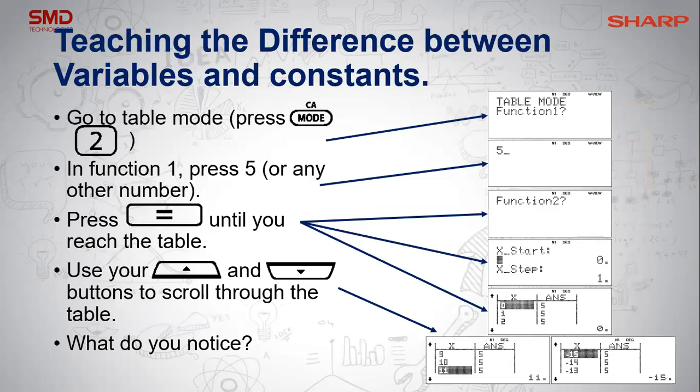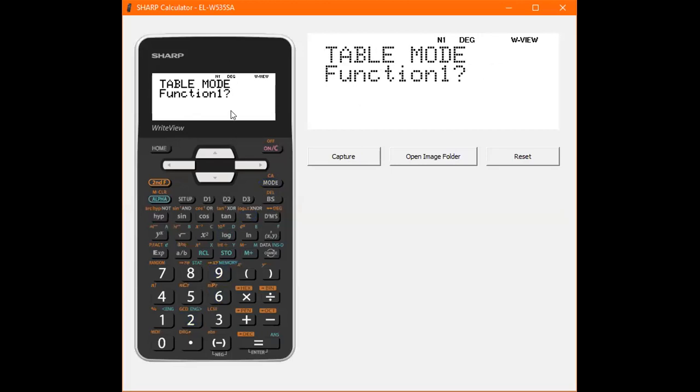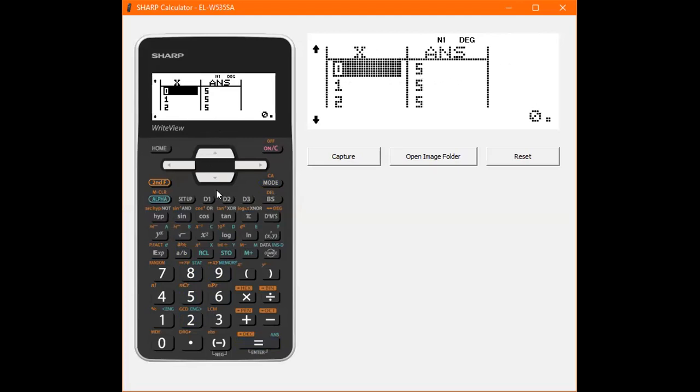So let's go through how we can teach the difference between variables and constants. We're going to go into our calculator and look at table mode. So I'm going to go to mode and press 2 for table. Then in function 1, I'm going to put in any value, any constant. For example, I'm just going to put in a 5. And then if I press equals until I reach the table, we can see that 5 doesn't change. It always stays the same.